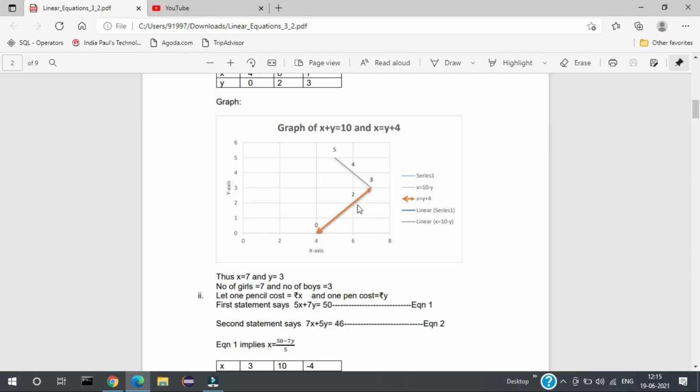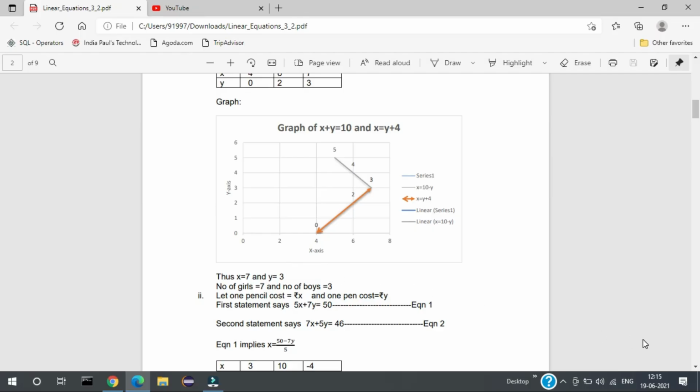So both will intersect at a point here. This is the intersection point. At this intersection point, what is the value of x? x will be 7. And what is the value of y? y will be 3. So the solution is x = 7 and y = 3. So the number of girls equals 7 and the number of boys equals 3.